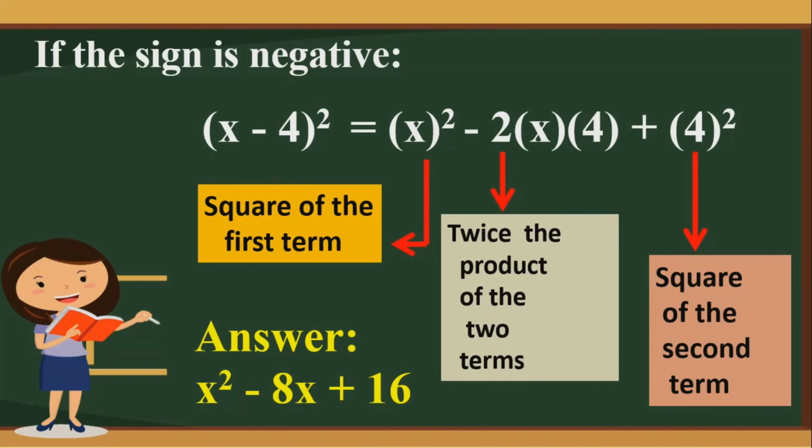So remember that if the given is negative, the middle term is also negative. So this would be negative 8x.